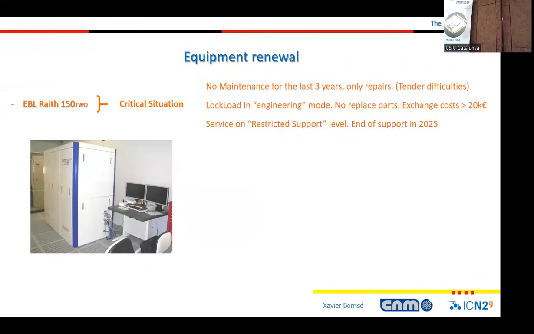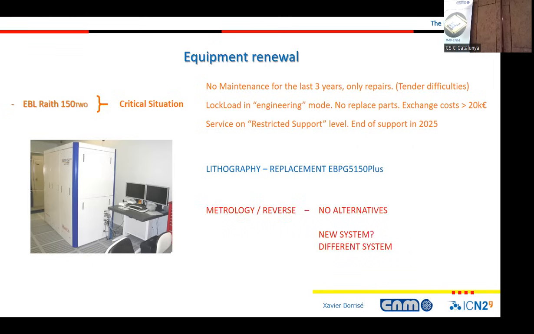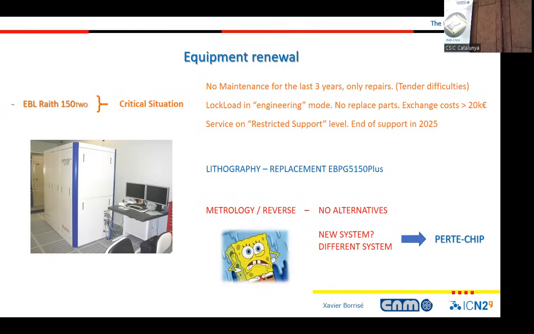Then for the Raith 150. This is a system that, as I mentioned, is also in quite a critical situation. For the lithography, we have a replacement, so in principle we don't have to look for that. But for the capabilities for metrology, we don't have all that, and that's something that we have to address. And it seems also that the PERT chip is going to provide some funds to replace the system or a similar system which provides this capability. So that's also something we will discuss and share with you, and invite you if you are interested. So that's also good news.